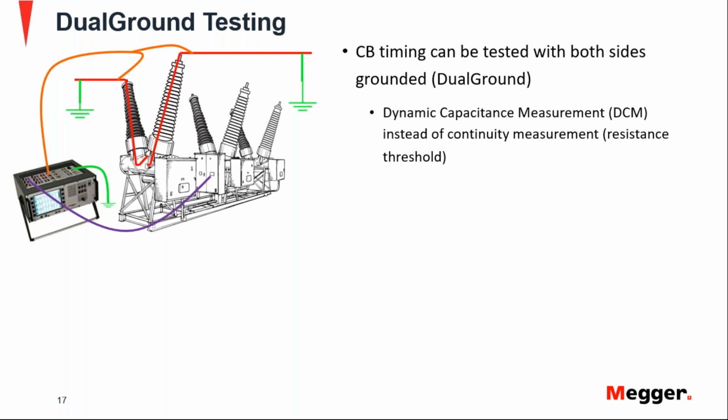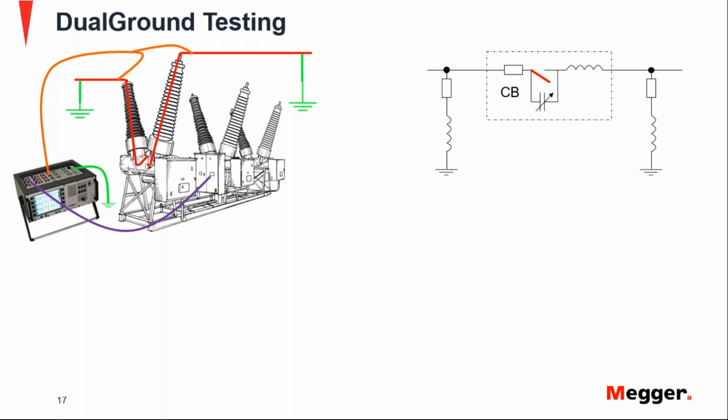Dual ground testing, and we can do that with dynamic capacitance measurement instead of the continuity measurement with the resistance threshold. Very similar concept, but instead of looking at the resistance change, we are going to see the capacitance change, or the change in current due to the change in capacitance. So let me put a model here of this breaker, or at least one of the phases of the breaker.